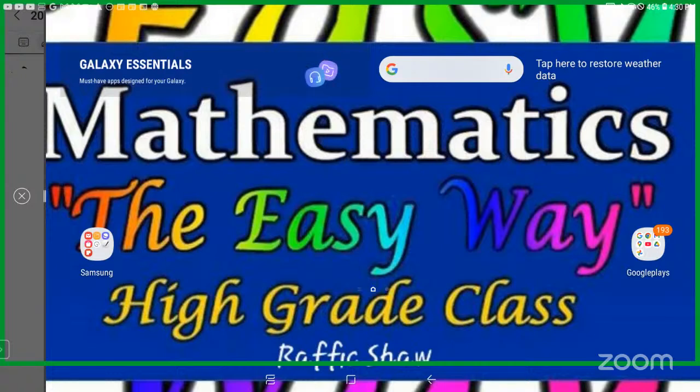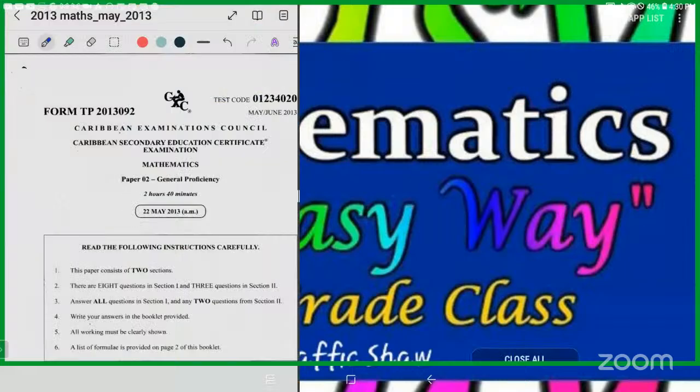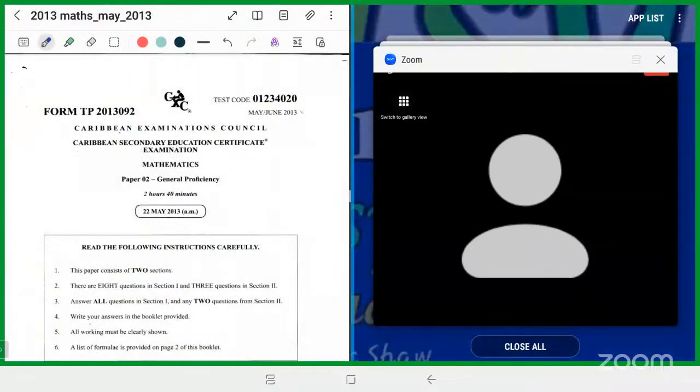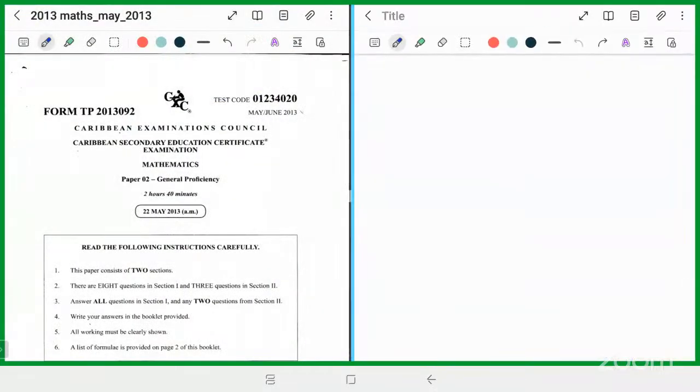I had some running up and down to do, some emergency stuff, but we're here. Happy that I'm still able to have a class today, because I wanted to work through this paper. I have solutions for this paper, which I sent you last week.